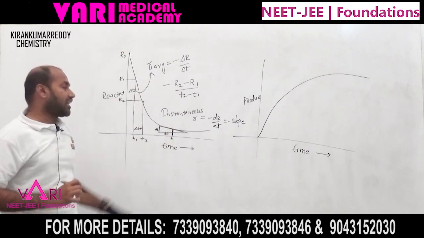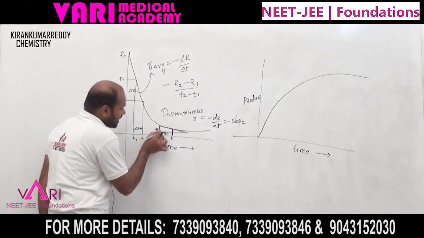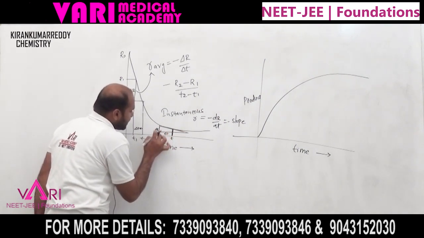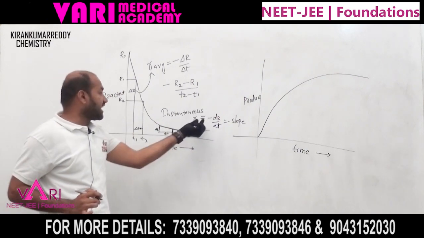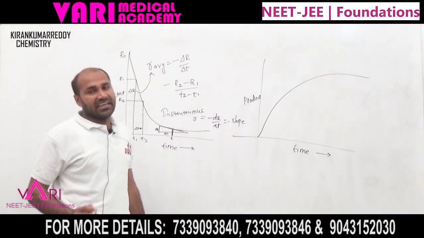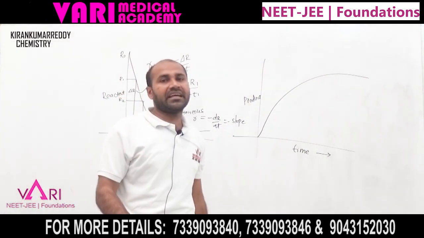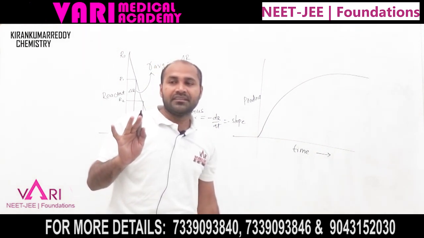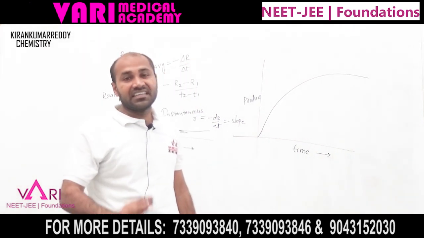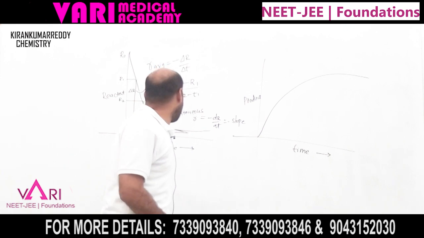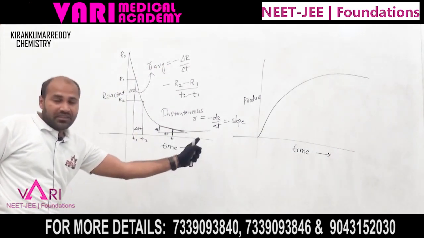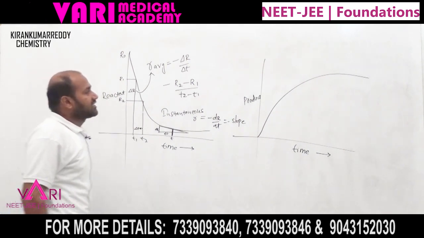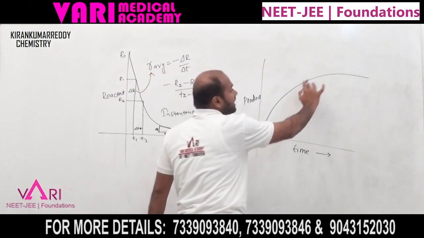We can measure at the particular point the change in concentration and the time, this distance and this distance, that is dR by dt. Instantaneous rate of reaction means the rate of reaction measured at a particular point during the course of reaction. Here the concentration of reactants is decreasing when time increases. Here the concentration of products is increasing.